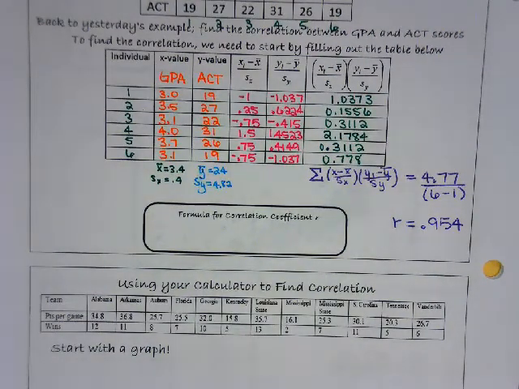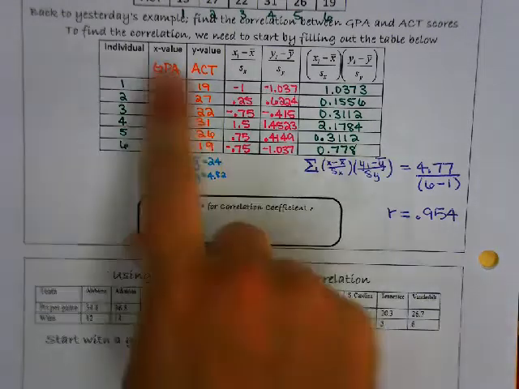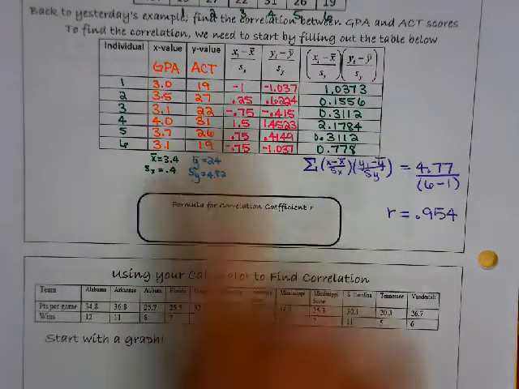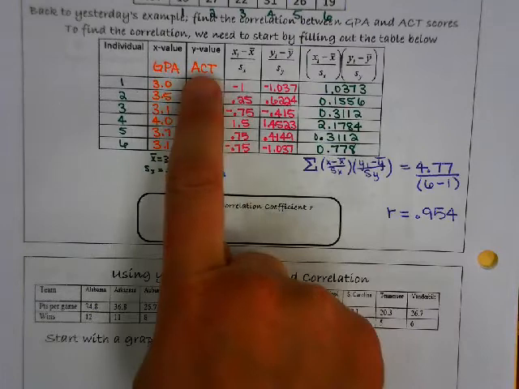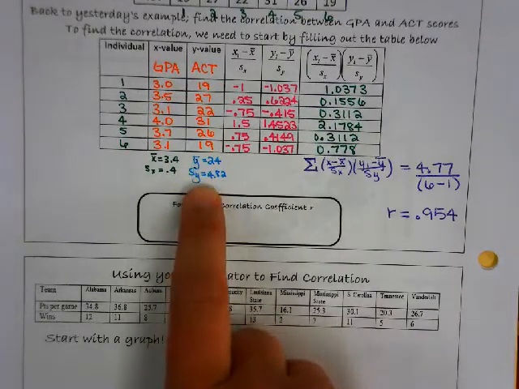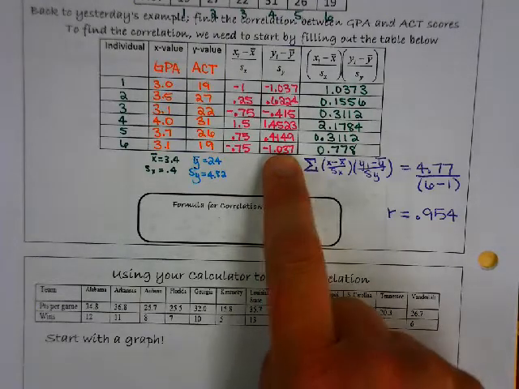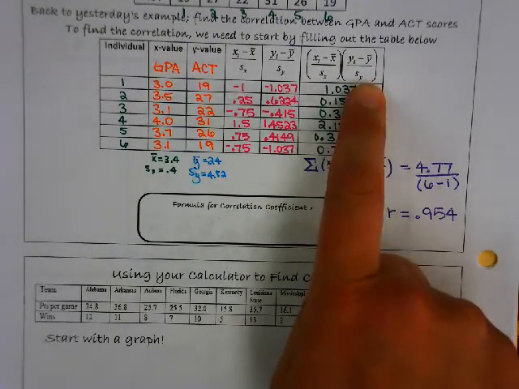Can we explain everything we just did right on paper? We took our GPA, found the average and standard deviation, found the z-scores. Same thing for ACT, found the average and standard deviation, found our z-scores. We take our z-score for the GPA times the z-score for the ACT, that gave us this. Then we added them all together, that's what that symbol means.